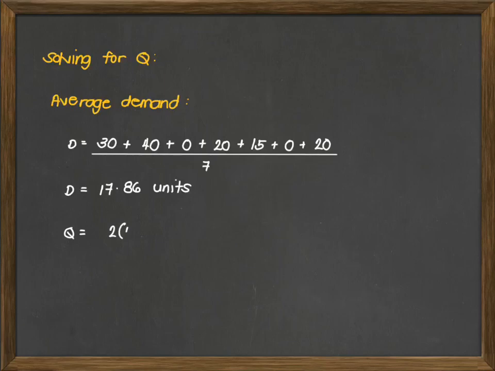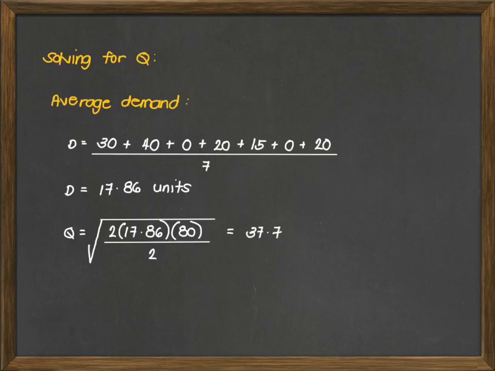Therefore, the value of Q is using again the formula, substituting lang 2 times 17.86 times 80, divided by 2, and do not forget the square root. So, yung ating Q is 37.79 or roughly 38 units. So, we usually round off yung ating value just to be sure na hindi tayo mauubusan ng stock when production begins.